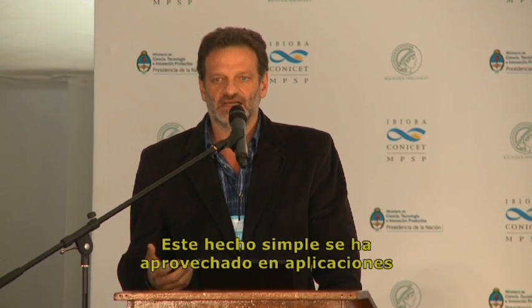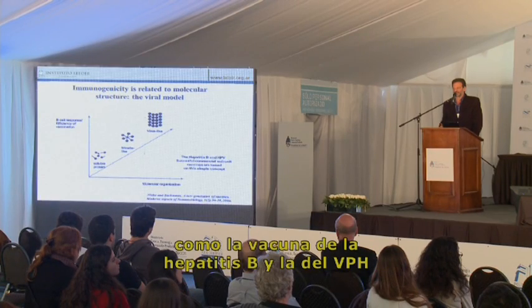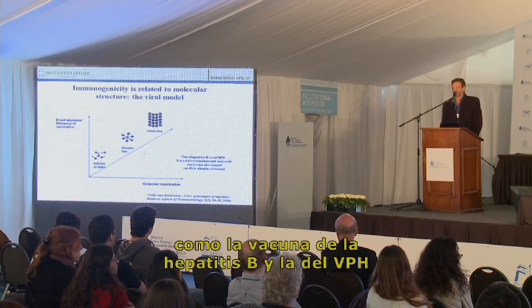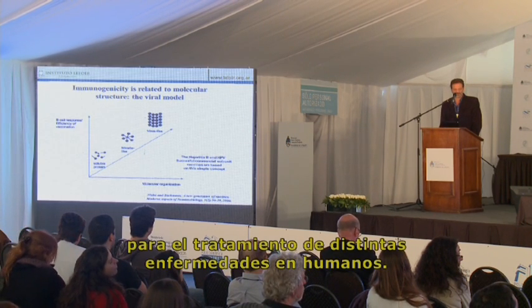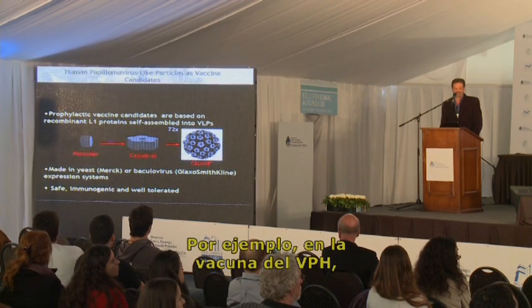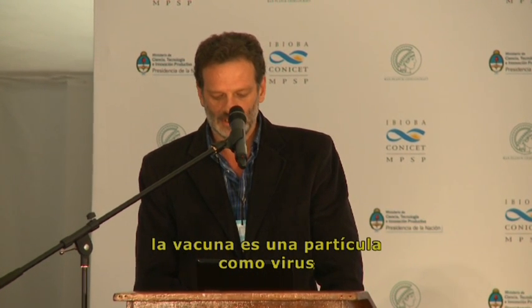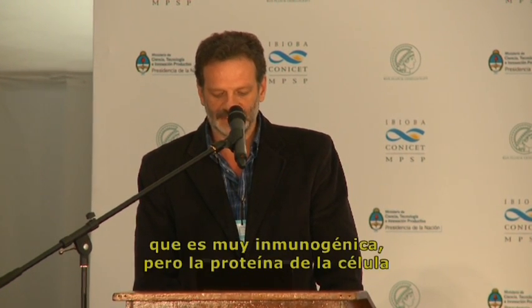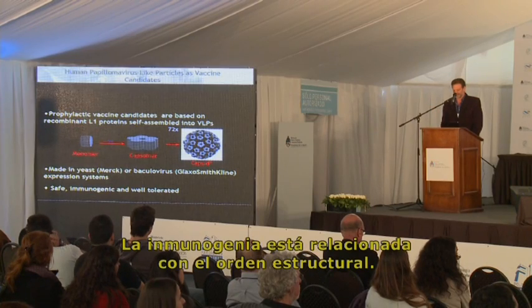And this very simple fact has been exploited in applications like the hepatitis B vaccine and the HPV vaccine for treatment of different diseases in human beings. For example, the HPV vaccine is a virus-like particle that is highly immunogenic, and the cell protein and the capsule are less immunogenic. So the immunogenicity is related to the structure order.